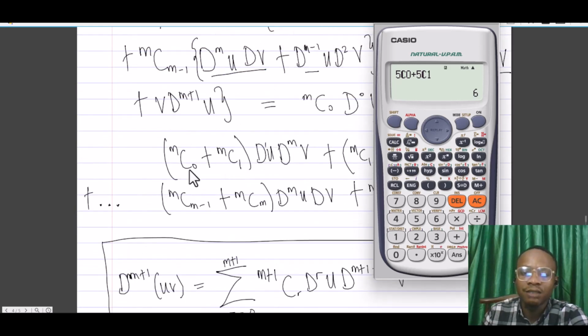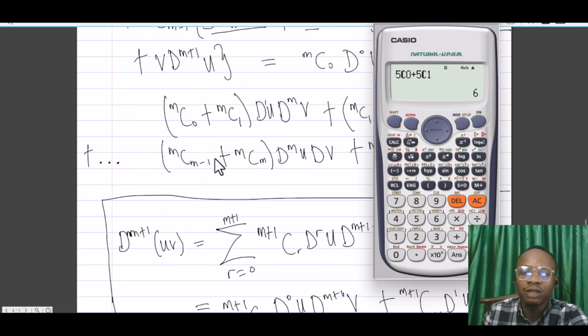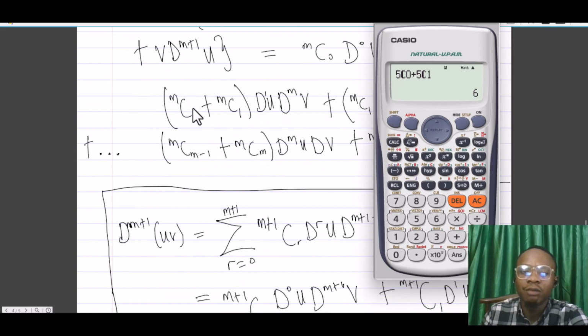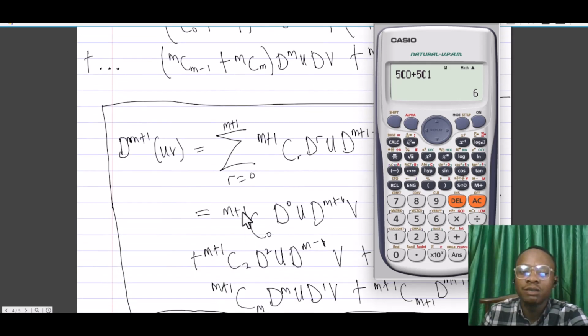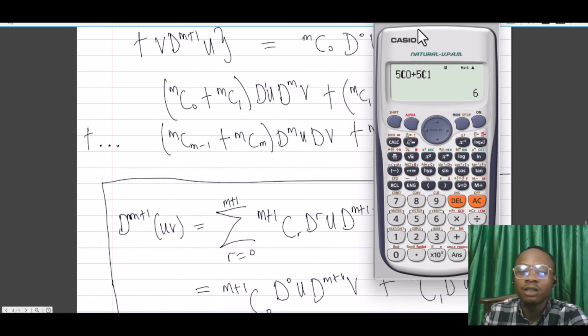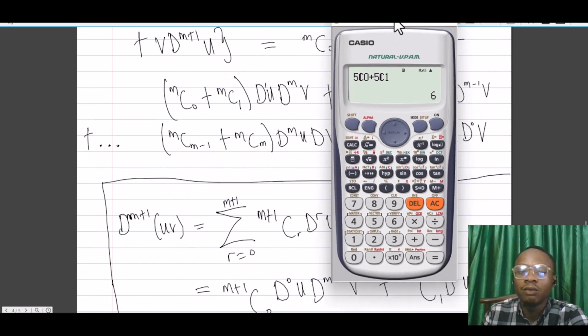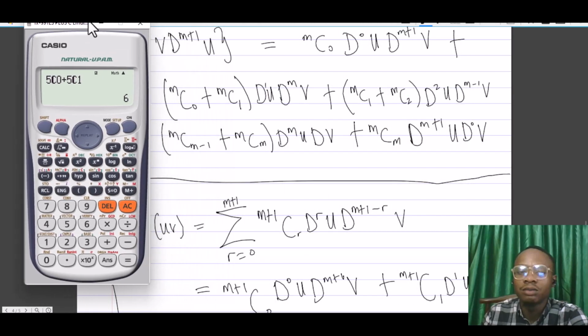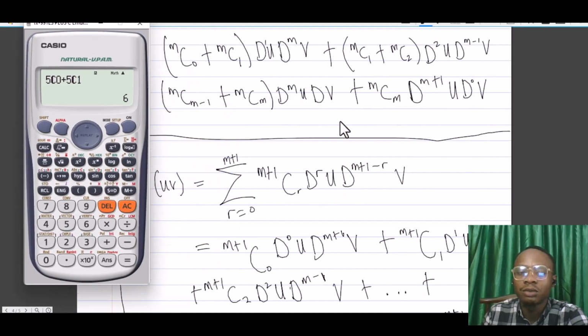We expect that if this is going to be true, if it is going to satisfy this, something like m combination 0 plus m combination 1 should be the same thing as m plus 1 combination 1. So this is the point we're trying to make here.